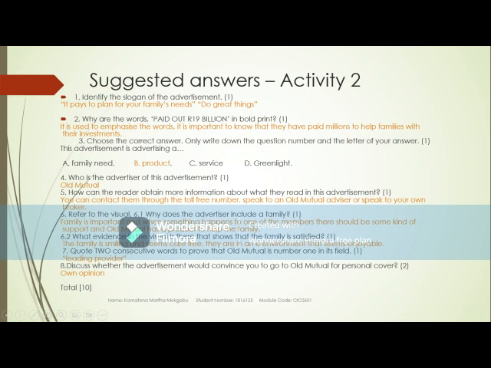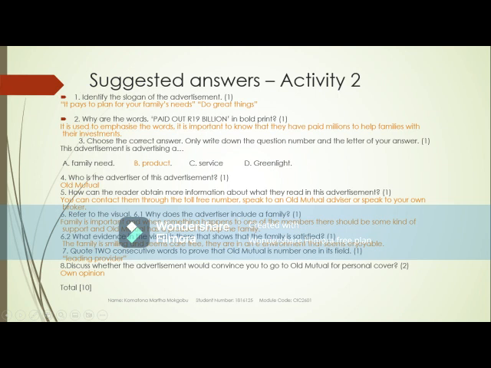So question number 6 says, refer to visual. 6.1 says, why does the advertiser include a family? The answer says, the family is important, and when something happens to one of the family members, there should be some kind of support, and Old Mutual has the product to help the family.